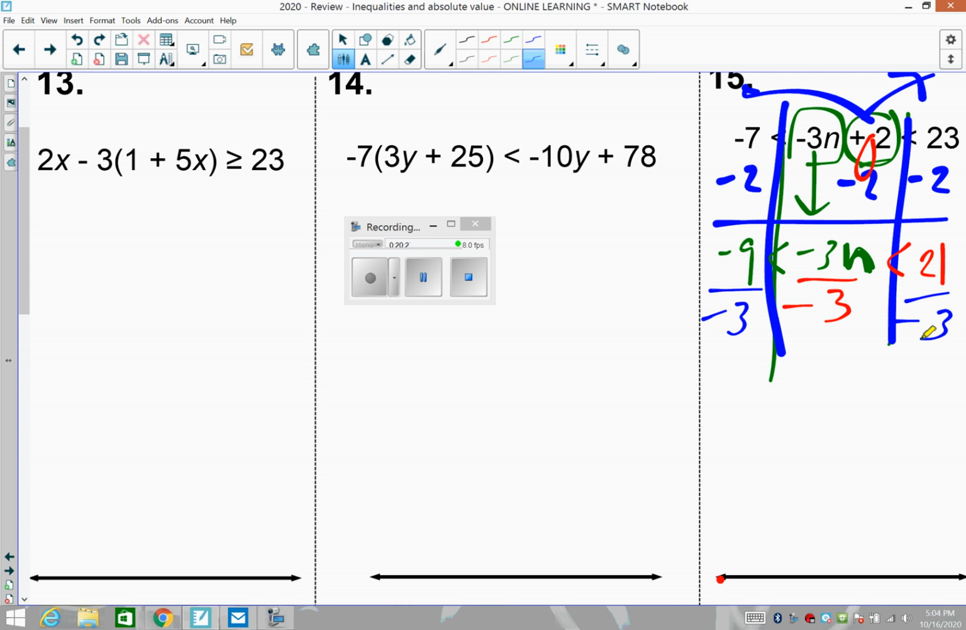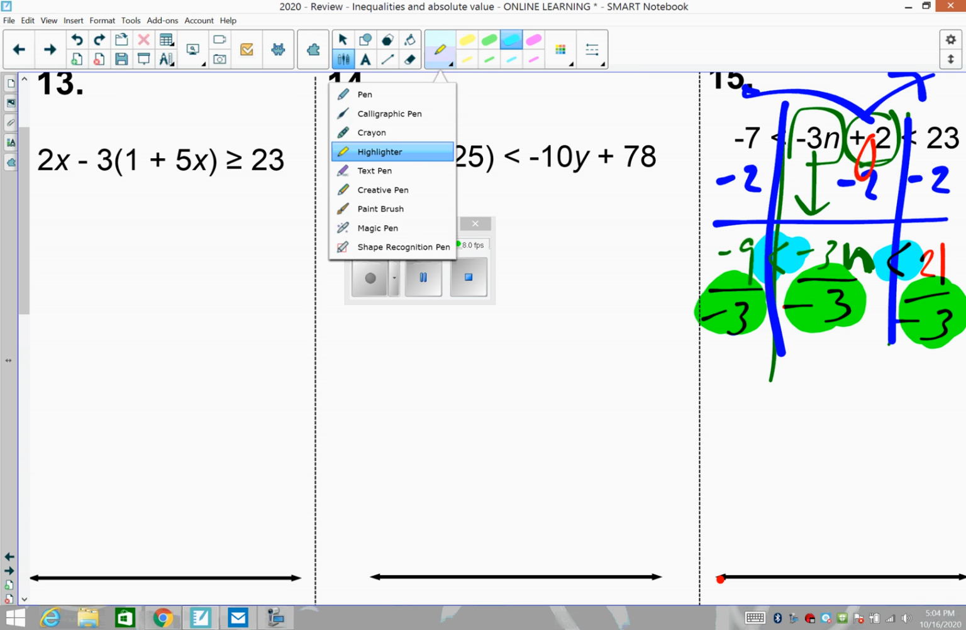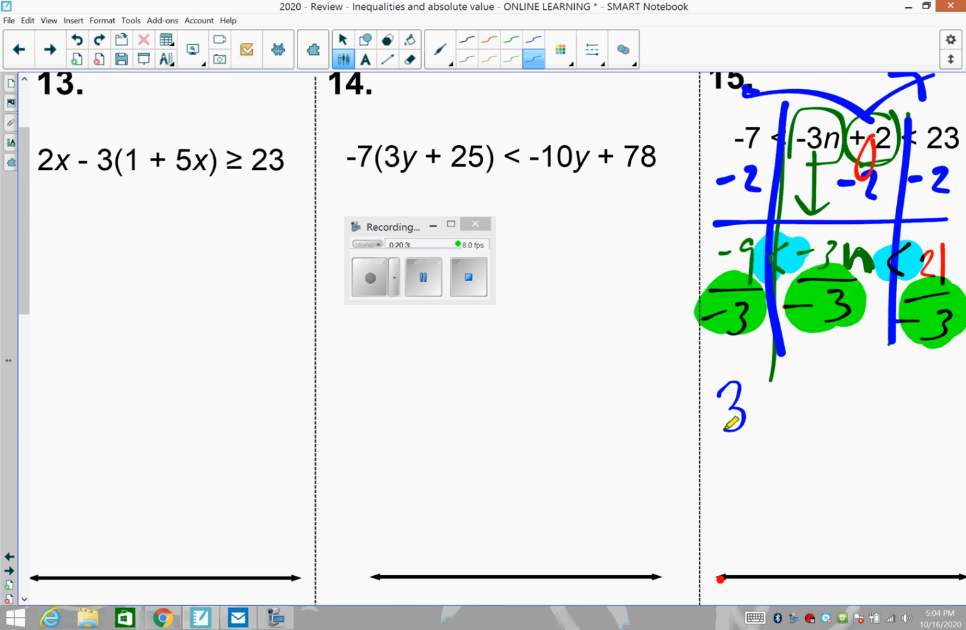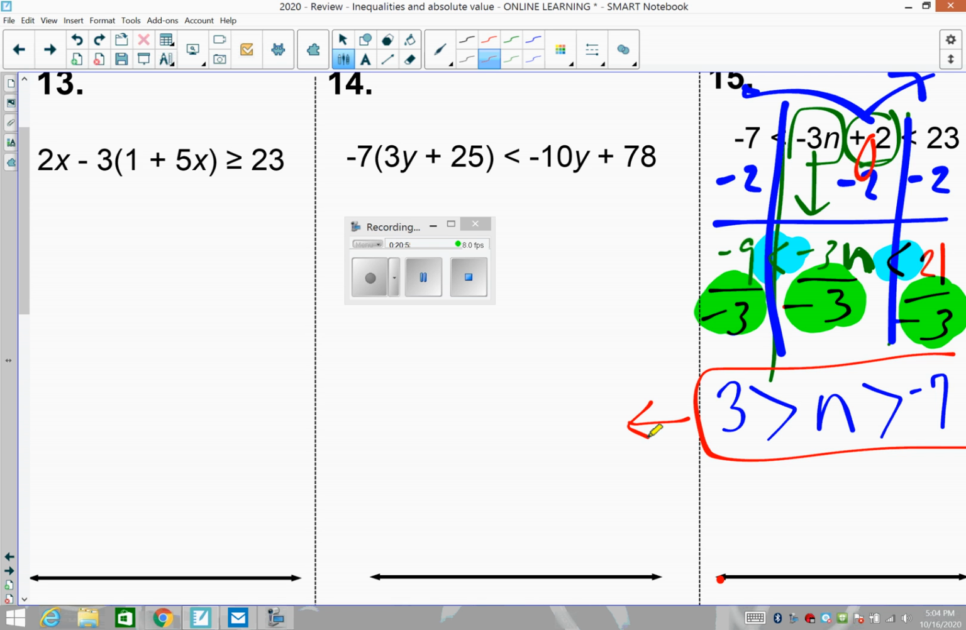Now check it out. Look what happened. We divided everything by a negative. And because of that, these signs have to flip. So we end up with positive 3 is greater than n is greater than negative 7. We have to flip the signs now because we divided both sides by a negative 3. So now we are going to switch this from least to greatest, which becomes negative 7 less than n less than 3. Make sure it's listed from least to greatest.